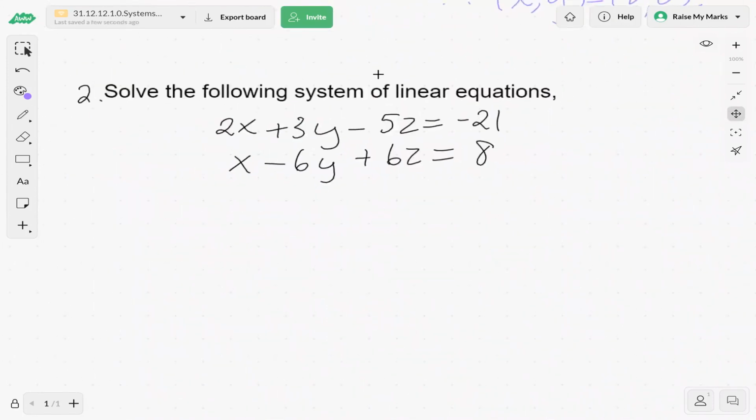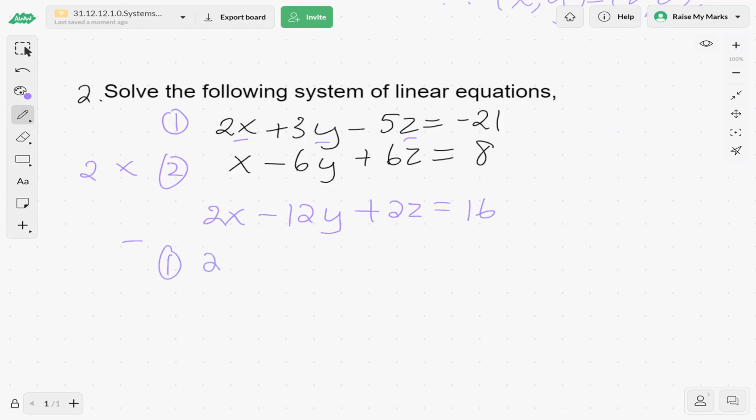Let's try this one. Oh, this one's interesting. We have two equations again, 1 and 2, and 3 unknowns. All right, so again, let's multiply the second equation by 2 and see what we get. We get 2x minus 12y plus 12z equals 16. And we're going to subtract equation 1. Let's just write equation 1 down again.